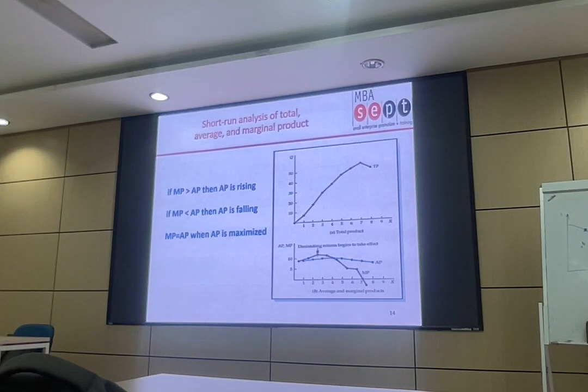That is the relationship between marginal and average. When marginal is higher than average, the average product will rise. And if marginal is lower than the average product, then the average product will fall. And if these two are equal, then the average product is maximized.